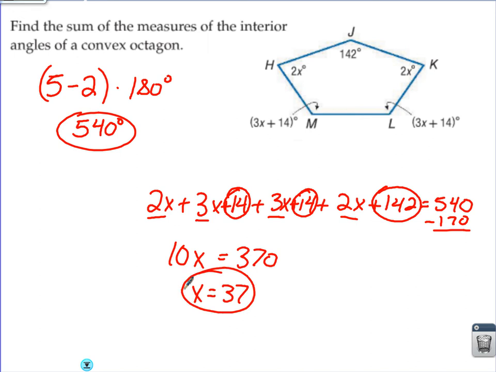So x is 37, and we can plug this back in to find out actually what the angle measures are. If x is 37, 3 37s, that's 111 plus 14 is 125. That's the same thing. 2x would be 74 and 74. And you can check that to see.